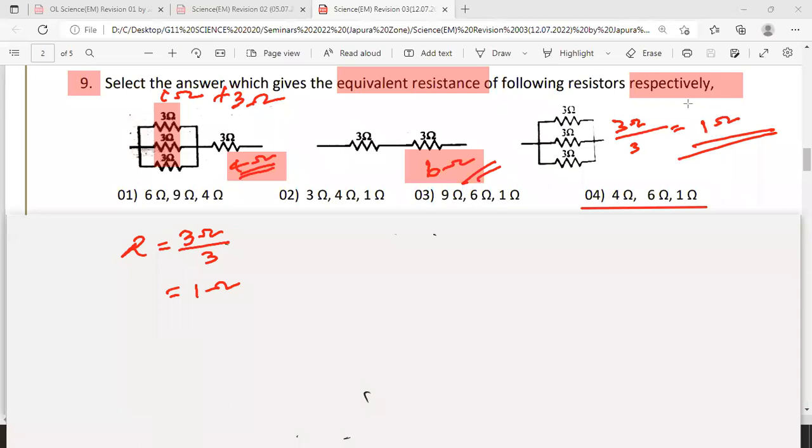So they ask respective, then you get 4, 6, 1. The answer is the 4th. 4, 6, 1 answer is the 4th.